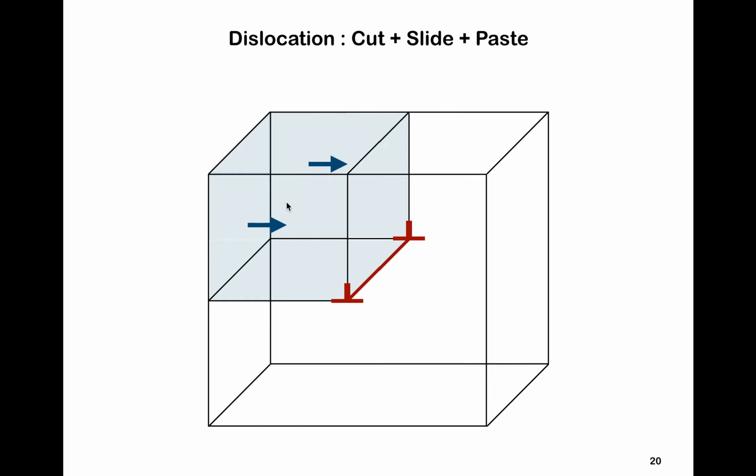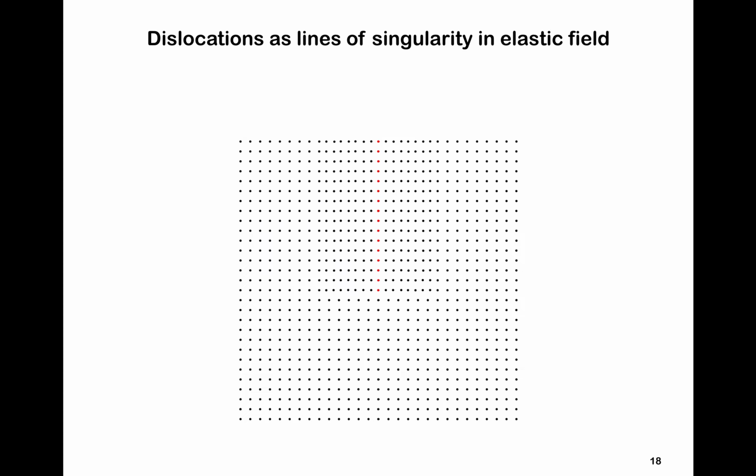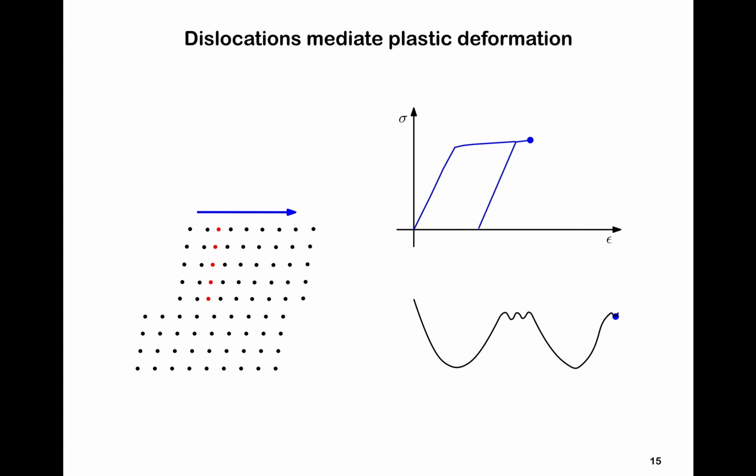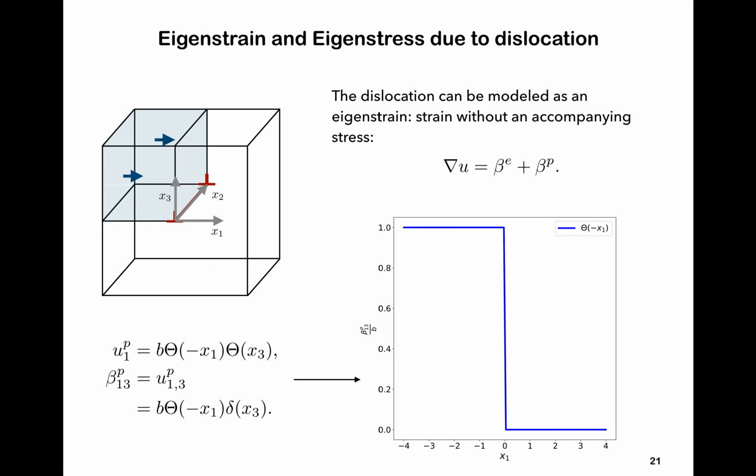You take one part of the crystal, you cut it from the rest of the crystal, you slide it to the right by a definite amount, and then you paste it back. And how much do you slide it by? You slide it by exactly one lattice spacing, right? So if you look back at this diagram, you have actually slid it by one lattice spacing, and the technical term for that is a Burgers vector. The standard symbol is small b that you see here.